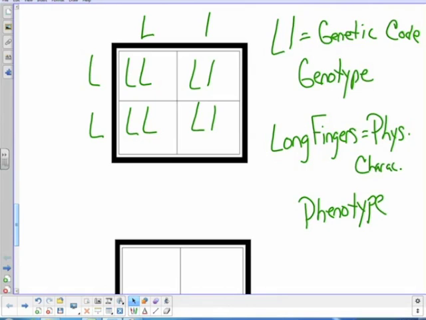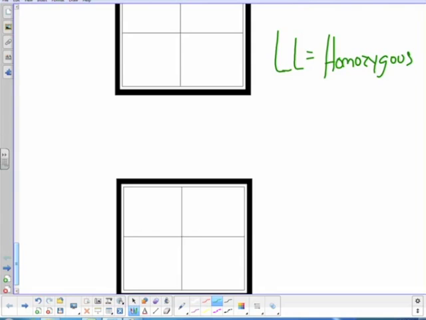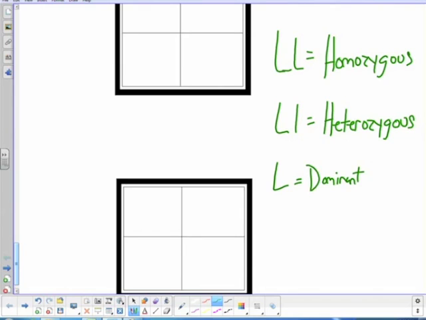And then if I have two letters that are the same, that is homozygous. If I have letters that are different, that is heterozygous. And then capital letters equal dominant, and lowercase letters equal recessive.